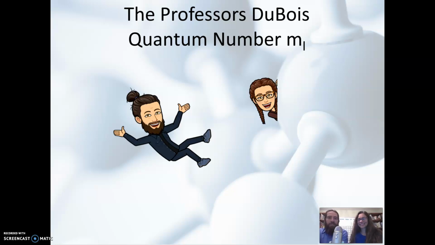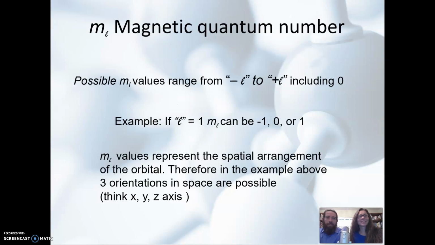We are the Professors DuBois, and in this lecture video, we are going to expand on our previous video where we introduced quantum numbers. If you remember, we talked about the quantum numbers n and l. In this video, we're going to expand on that a little bit, give you a little more exposure, and introduce a third quantum number, which we're going to call m sub l. Yes, and that is the magnetic quantum number.